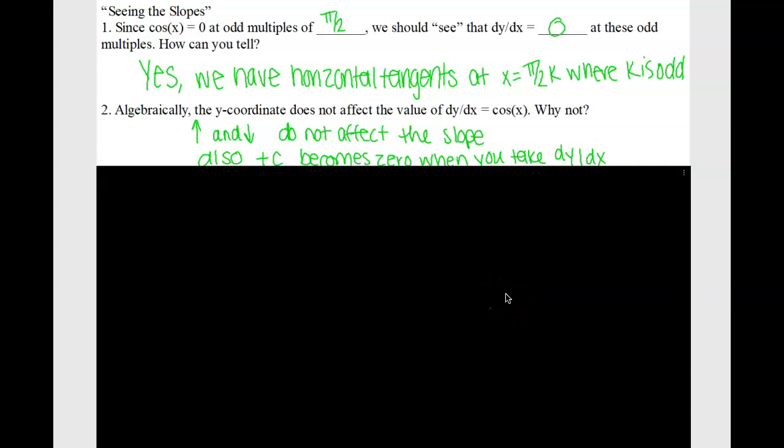So algebraically, the y-coordinate does not affect the value of dy/dx. Why or why not? Well, it does not because, A, it's not in my slope equation, and the slope is either going to go up or down, and it's not going to be affected by the y values. Did you just read the next sentence? Right there. Okay. The second reason is the y value that would affect it becomes 0 when you take your derivative.